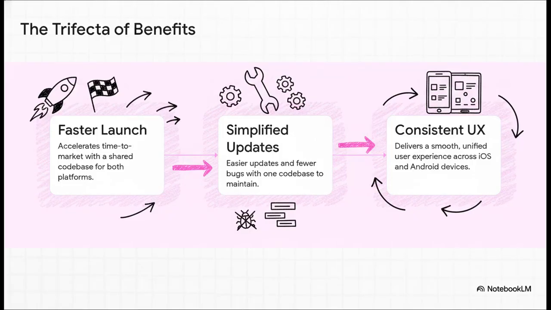So really, it all boils down to this amazing trifecta of benefits. Number one, you launch faster, getting your app in front of the widest audience possible, right from day one. Number two, maintenance is a breeze. If you find a bug, you fix it once and it's fixed for everybody. And number three, you guarantee that every single user gets the same great, consistent experience, no matter what kind of phone is in their pocket.